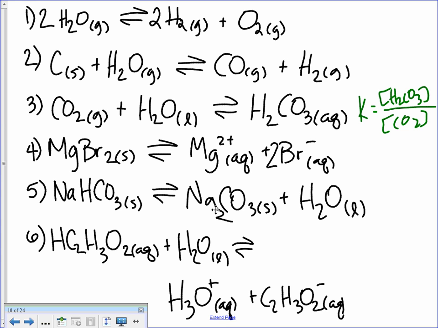How about number 4? K is equal to the concentration of magnesium ion times bromide ion squared over... And actually, on this one, don't put anything over it. Don't even put over 1. I'm just going to write it as is, because I learned this year, we do this in AP Chem too. Last year, they did not give points on the AP Chem exam if you put over 1, because you assumed something was there, but it's a pure solid, so you don't include anything. I don't know why, but I'm not doing it at this point.